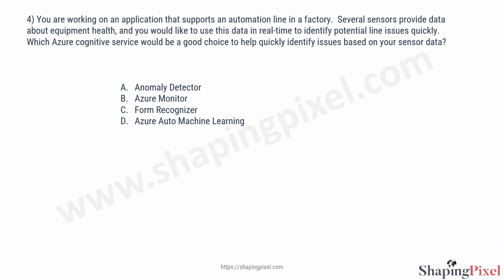Option A, anomaly detector. Option B, Azure monitor. Option C, form recognizer. And option D, Azure auto machine learning. So the right answer here is option A, anomaly detector.